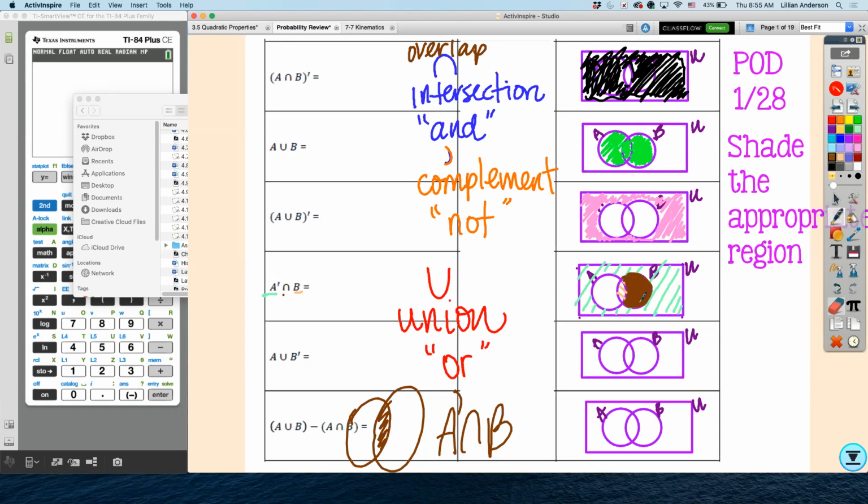So it doesn't include the intersection because the intersection has A in it, and I cannot include A. It wouldn't include the universal set because the universal set doesn't overlap with B.